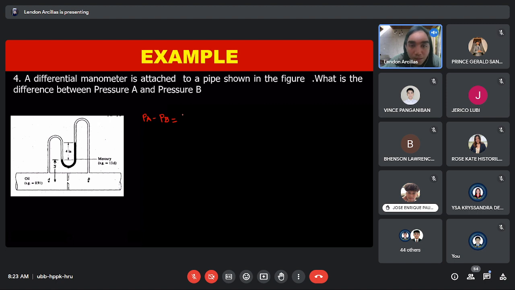That is the specific weight times the height. So try natin. PA minus PB. Kung saan tayo nagsasubtract, since example PB, doon tayo magsisimula sa PB. Pwede namang PA is equal to specific weight plus PB. So, magsisimula ka sa PA, pero yung sign ng PB is magiging positive. Okay, so simula tayo sa PB. PA minus PB, ang hinanap kasi is the pressure difference between PA and PB.